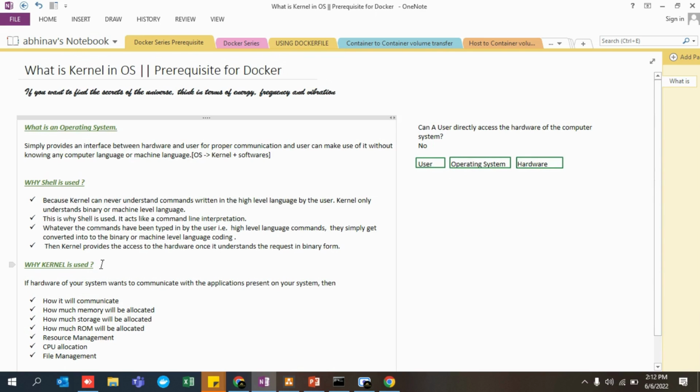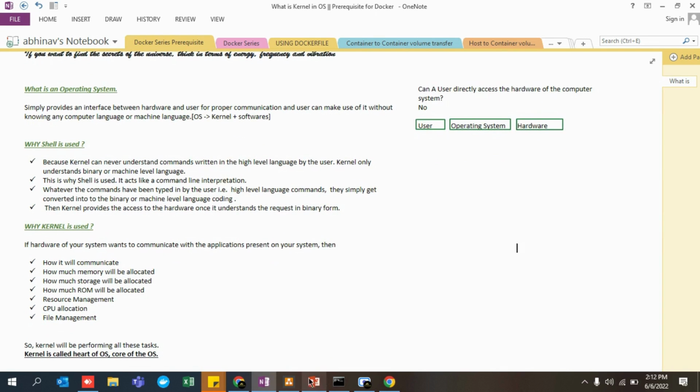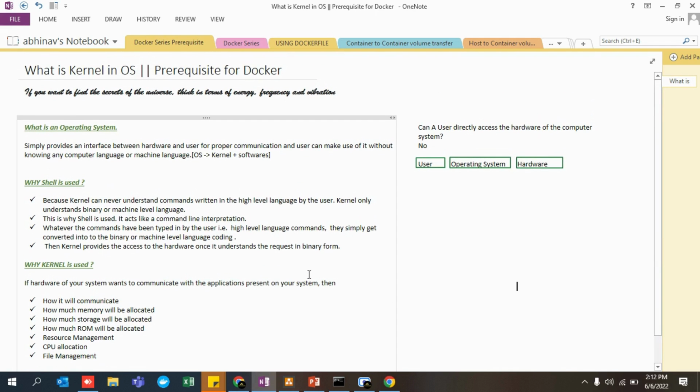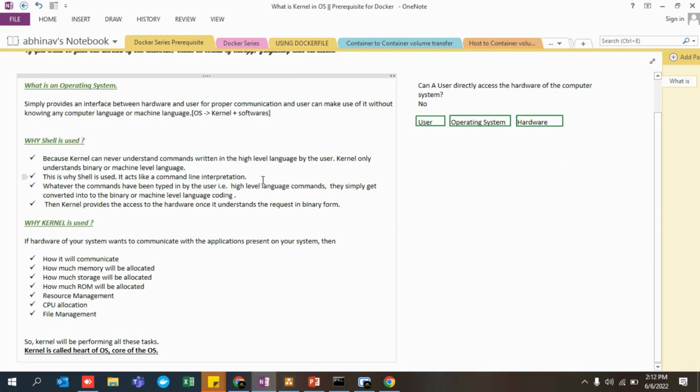Now kernels are of different types, like monolithic, microkernel. There are two or three more kernels, so I'm not going deep. I'm just trying to make this topic very easy and on a lighter note, so that you do not need to go very deep, because nobody will ask you what the structure of a monolithic kernel is, or what the structure of a microkernel is. You only need to understand why shell is being used, what shell actually does, and why the kernel cannot understand high level language. Since it cannot understand, this is the reason why shell is being used. It simply converts it into a machine readable format. You just need to tell this particular thing.